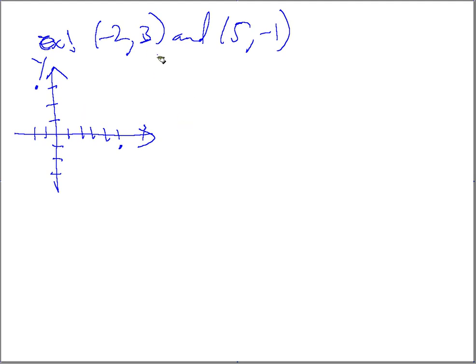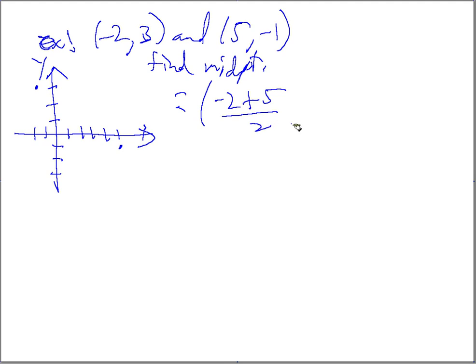So let's go and calculate the midpoint. Let's find the midpoint. All right, so let's go ahead and do that by averaging the x and y coordinates. So therefore, that's going to give me what? -2 plus 5 over 2. Average of the x's, average of the y's, 3 plus -1 over 2. And that's going to be what? +3/2 in this case, right?